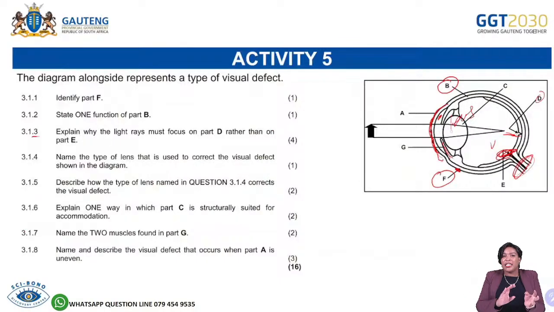Then how can you correct it? You correct it by having a lens that is uneven in the opposite way, to make up for the unevenness. So if there's a part of the cornea that goes inwards, then you're going to have a lens that goes outwards on that part, just to make up for the unevenness of that particular part.